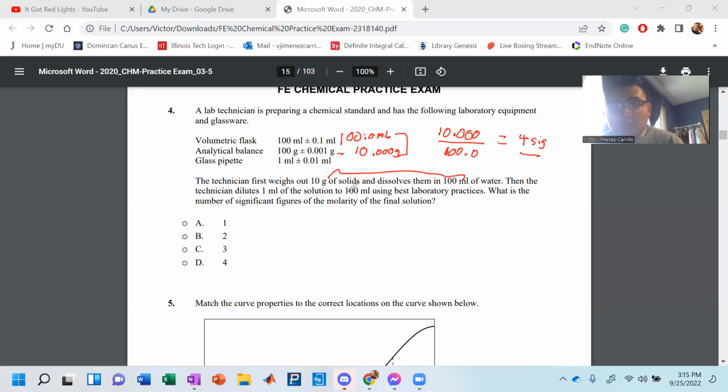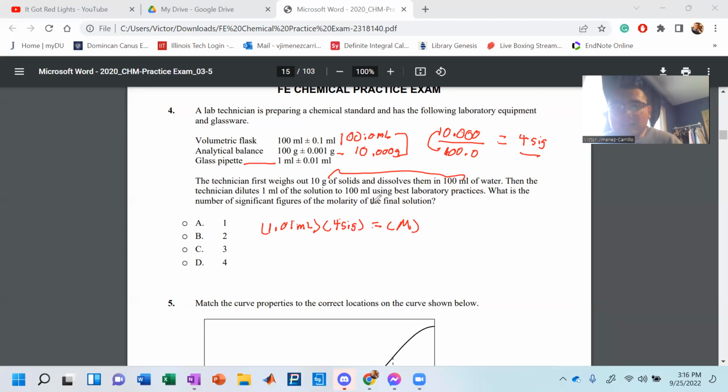Then the chemist dilutes 1 mil of the solution. In order to get that 1 mil of the solution, he needs to use a glass pipette. You pipe it out of the thing you just made from that volumetric flask. So the 1 mil of solution is going to be 1.01 mils. And that 1 mil of solution has a concentration that involves this, which is 4 sig figs. It doesn't really matter what the number is, but it's just how you do it. Then it's going to be equal to the new concentration of solution, which is technically what you're supposed to find.